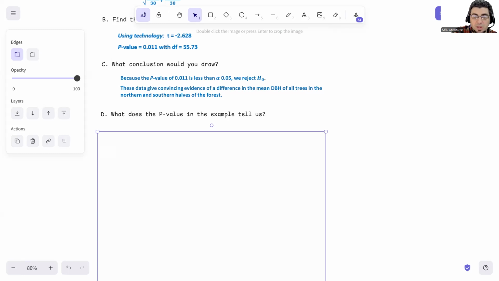Now, one thing is we can get additional information about the difference between the population means in this example with a confidence interval. Using technology, the 95% confidence interval would be from negative 19.09 to negative 2.573. What's nice about the confidence interval is it gives us a range of plausible values for the actual mean difference of all trees in the southern half.